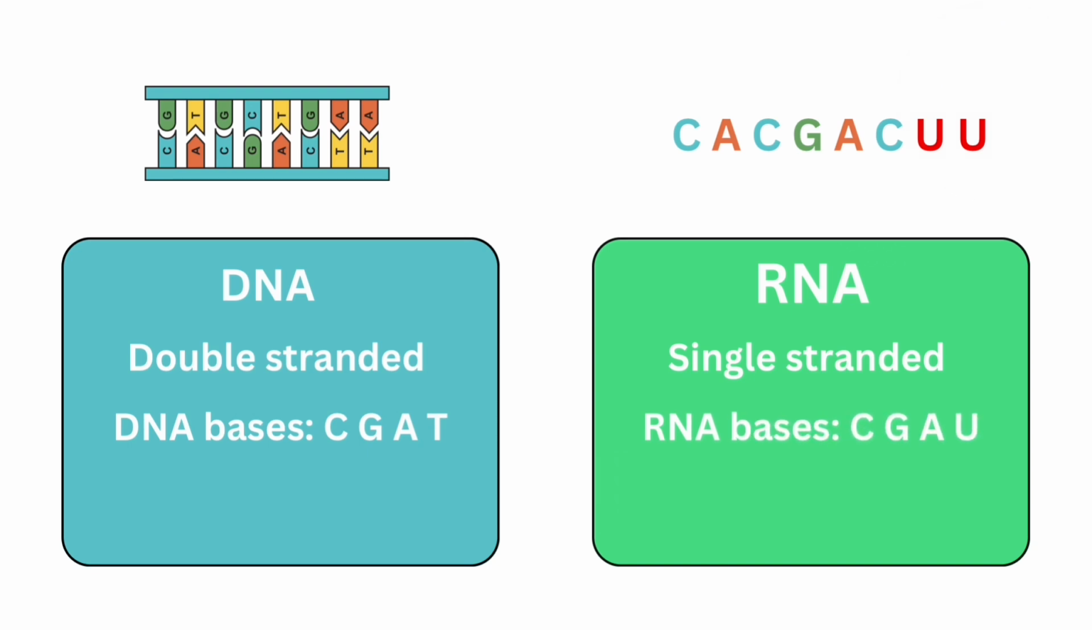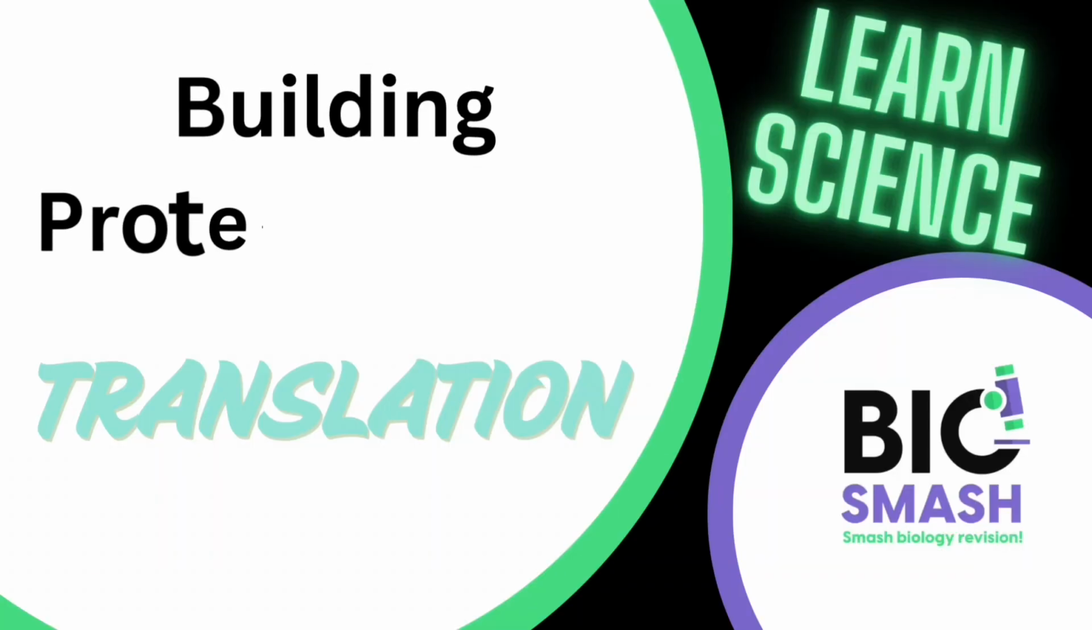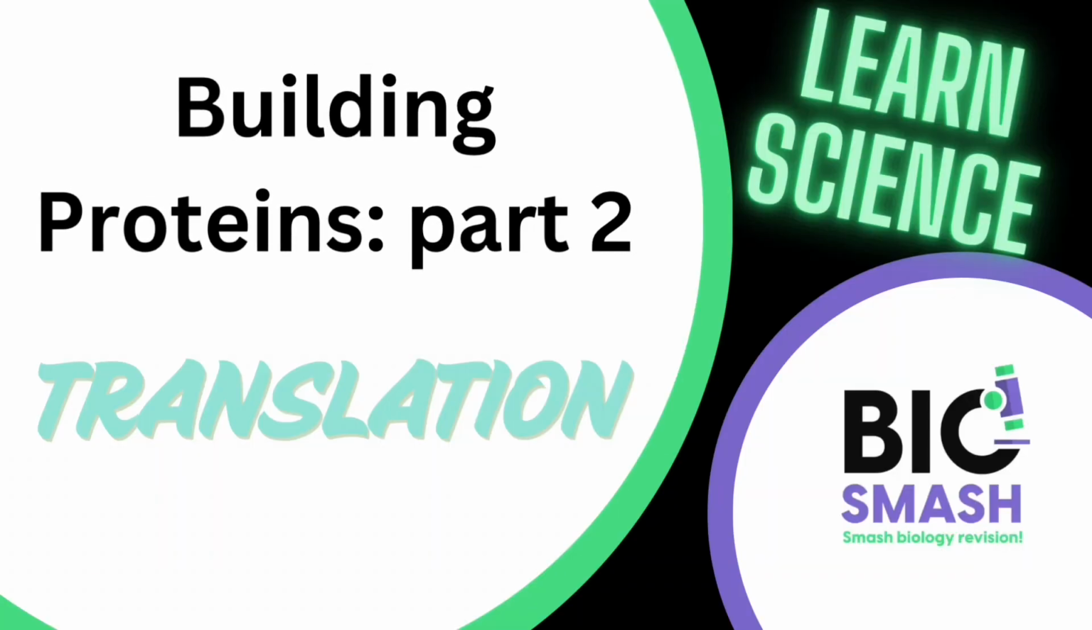There's no T. DNA stands for deoxyribonucleic acid because the sugar in DNA is called deoxyribose. And RNA is called ribonucleic acid because it contains the sugar ribose. Now that we've summarised that, let's look at the second part of building proteins, which is called translation.